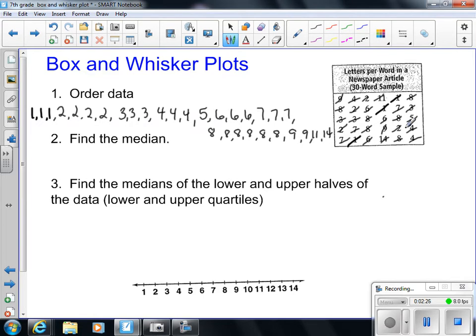All right, now we're going to find the middle number. If there's 30 pieces of data, it's going to be right around the 15 mark. So we're going to go 1, 2, 3, 4, 5, 6, 7, 8, 9, 10, 11, 12, 13, 14, 15. Okay, so this is 15. From this direction, this one's 15 as well. So you're trying to find the middle number, which would be 6. Okay, so 6 is your median.